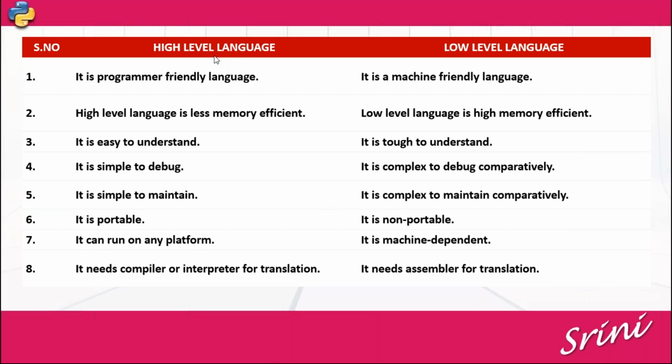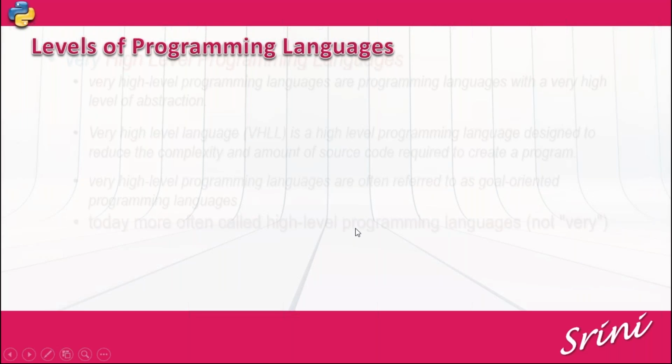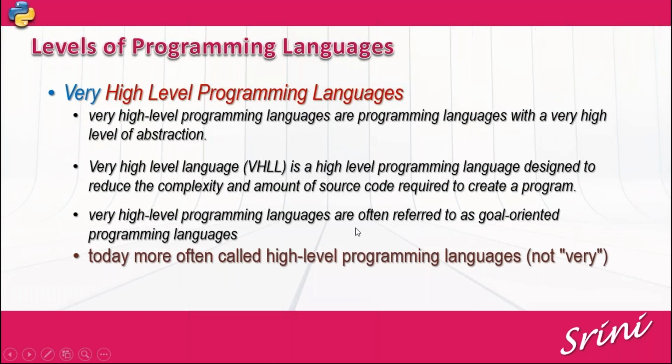So mainly the point here is, high level programming languages are either compiler based programming languages or interpreter based programming languages. Python is an interpreter based programming language. This is the main thing. Here we have one more thing, that is very high level programming languages. Actually, Python comes under very high level programming languages.